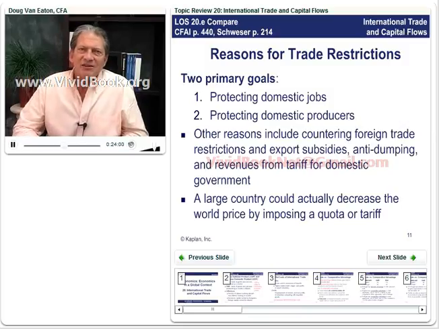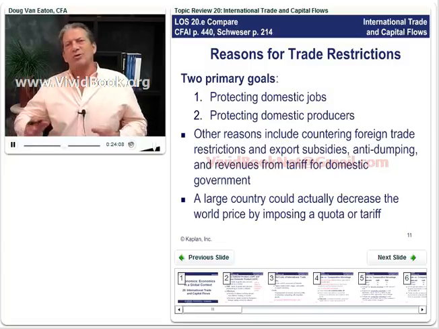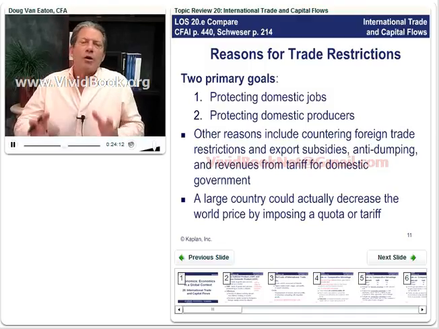Now, this last point, it says a large country could actually decrease the world price by imposing a quota or tariff. Well, this kind of goes against our overall idea of, well, overall we're going to be worse off.